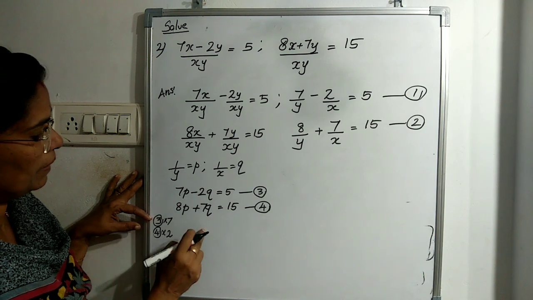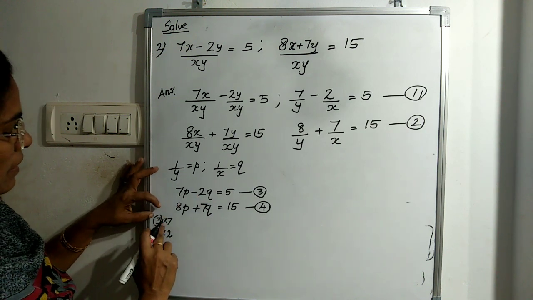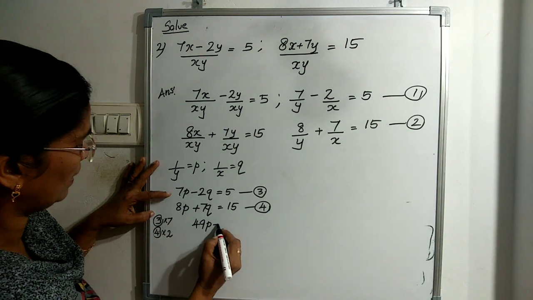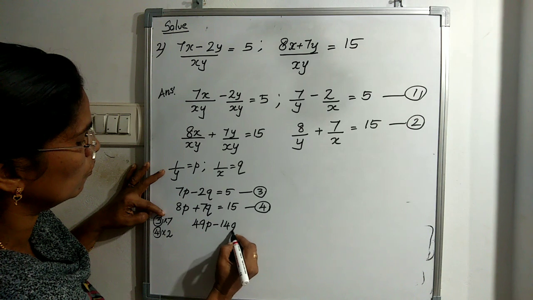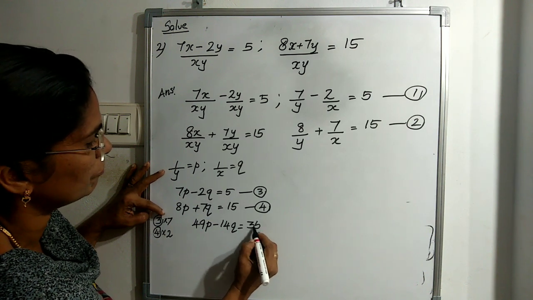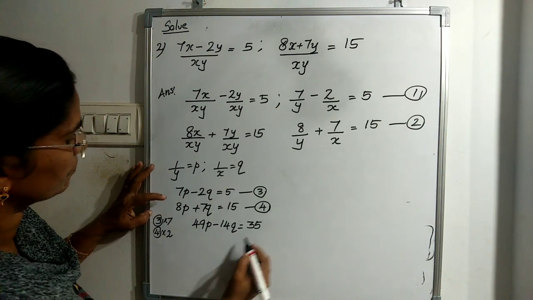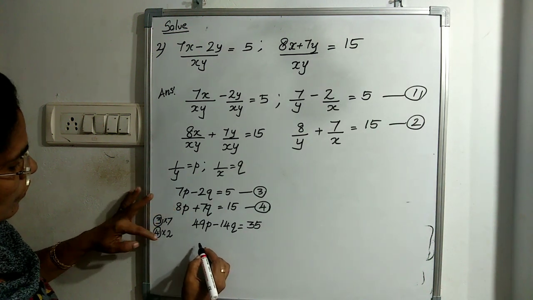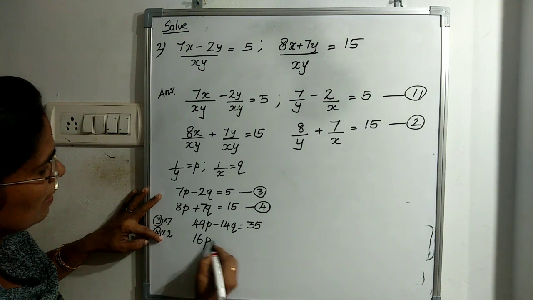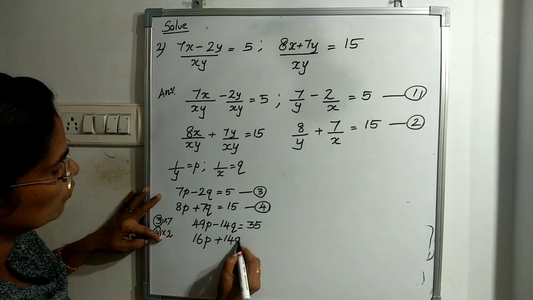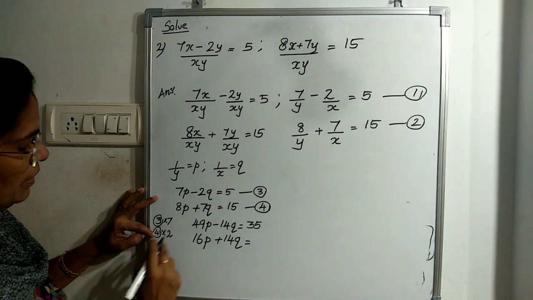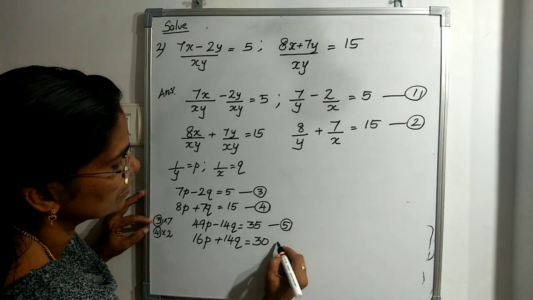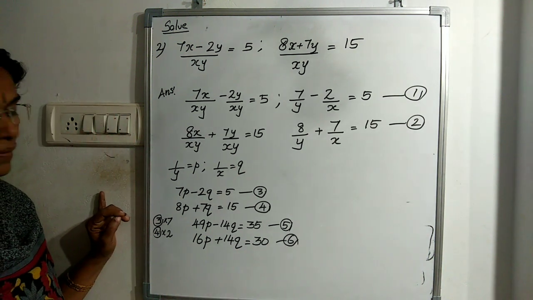These are what we are multiplying. So the first equation multiplied with 7: 7 sevens are 49p minus 14q is equal to 35. And this becomes 8 into 2, 16p plus 14q is equal to 15 into 2, which is 30. Okay, we can name them as 5 and 6, like this.